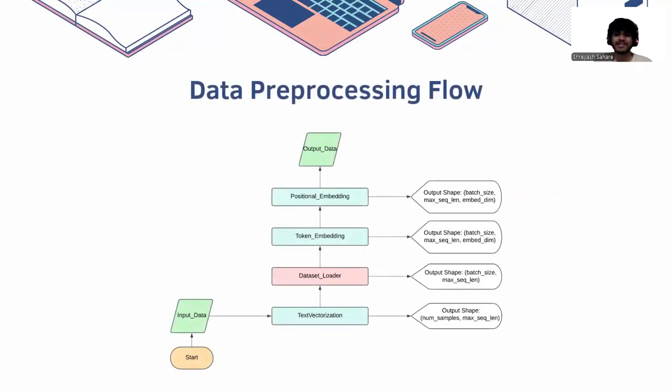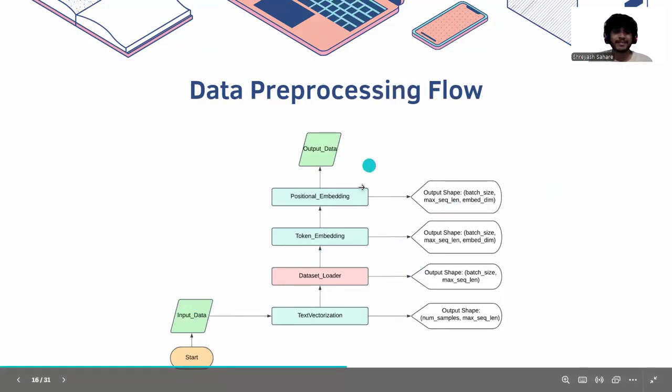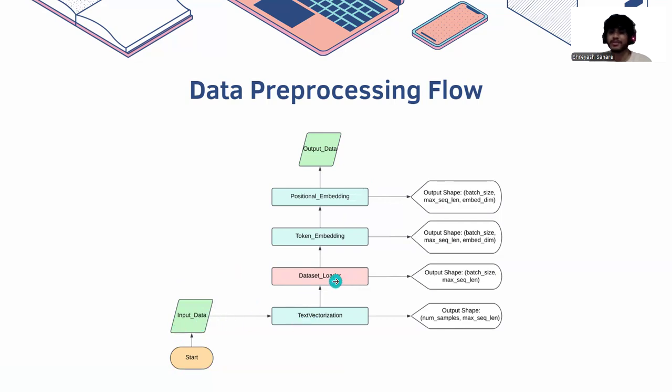Because positional embeddings help the model understand the order of words in a sentence. So it knows that in "the cat chased the mouse," the cat is doing the chasing and not the mouse. And this is basically the pre-processing flow, which starts from the input data, text vectorization, dataset loaders, which I'm going to come to in the upcoming slides, token embedding, positional embedding, and the output data.